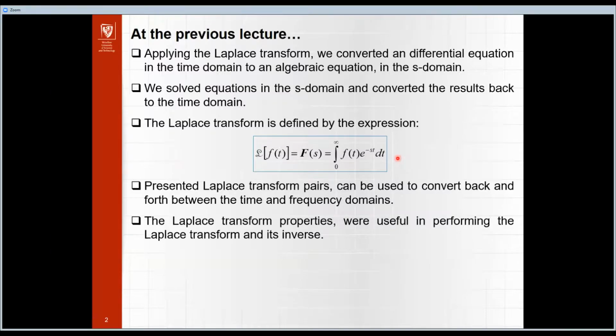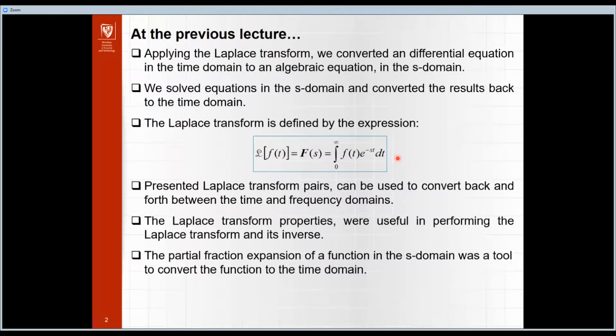I showed you a table with 10 properties of the Laplace transformation, and the most powerful is the partial fraction expansion of a function in the S domain. To convert the function to the time domain, we had three cases of partial fraction expansion, and today we continue with the electrical circuit with this conversion.